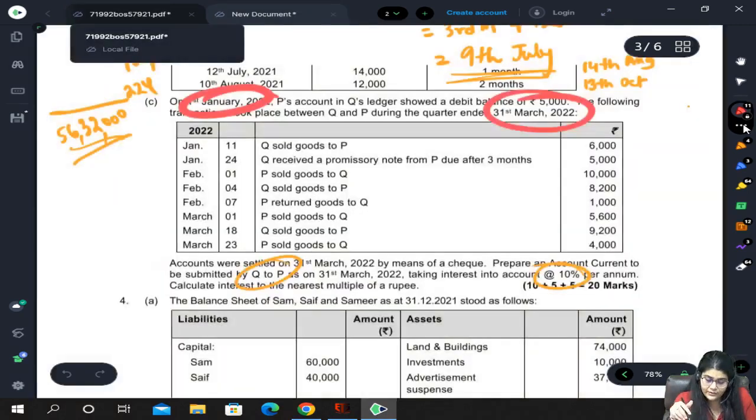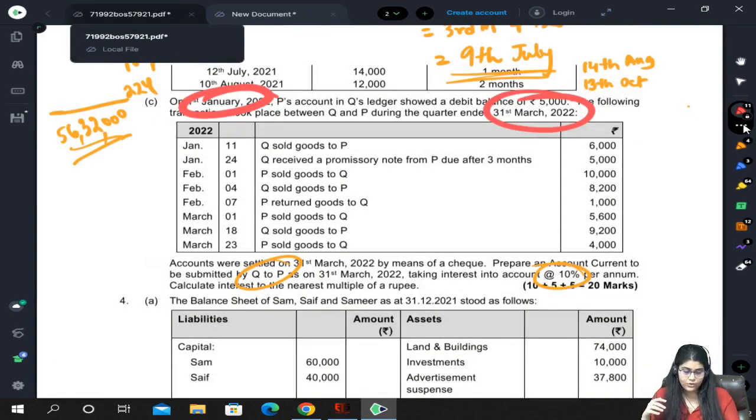Then, next we have Q sold goods to P. When you are appearing for the exam, you have to record each one separately. But right now, what I'm going to do is I'm just going to circle the transactions which are sales and the ones which are purchases. Remember, this is from the point of view of Q. So any goods sold by Q to P will be sales and any goods sent by P to Q will be the purchases.